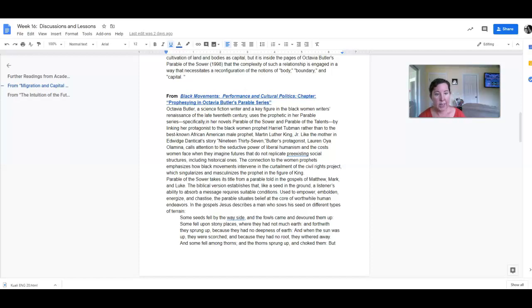But also in this chapter, the author talks about how, rather than following the prophet Martin Luther King Jr., Lauren is more aligned with Harriet Tubman.